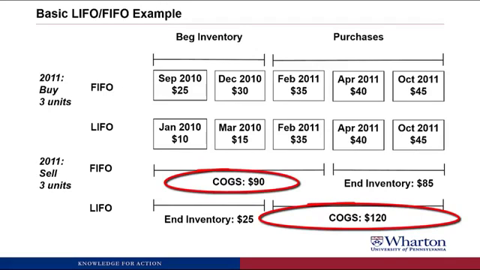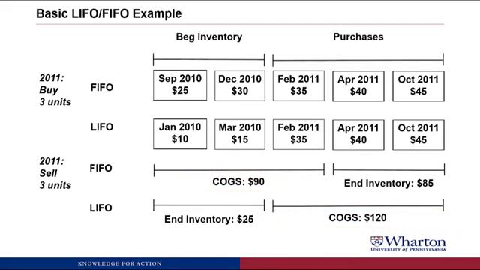What's happening is that prices are rising through this example, and anytime prices rise, FIFO is going to give you a lower cost of goods sold than LIFO because LIFO is grabbing the newest higher cost as part of cost of goods sold, whereas FIFO is grabbing the older lower cost as part of cost of goods sold.